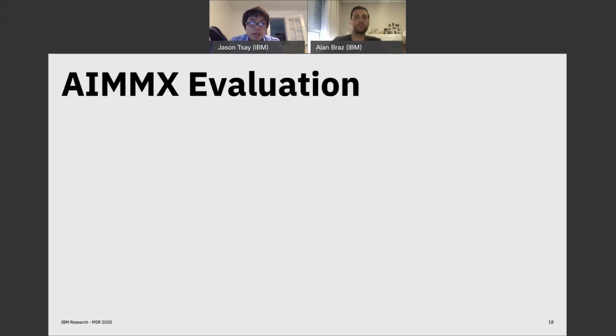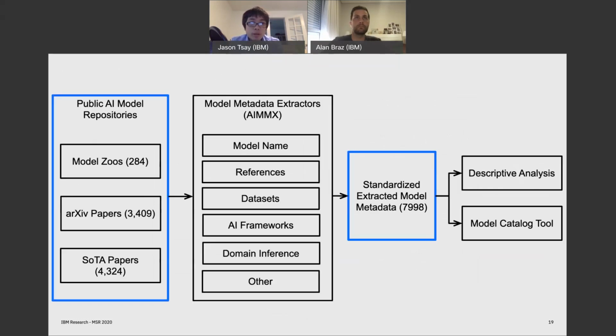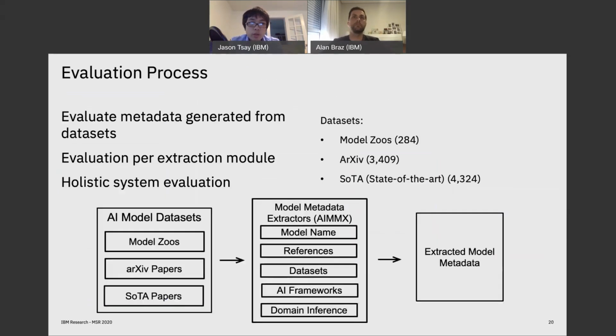Once we actually have this metadata, of course, the question is, can we trust this metadata? How accurate is it? The way we evaluated our system was that we took a bunch of public AI model repositories, places from model zoos and AI papers. We extract out the metadata, and then we examine the metadata to see how correct it is. More specifically, we generated the metadata from these datasets. We use model zoos, which are kind of example repositories. Then we also use a bunch of AI papers, from arXiv, as I mentioned, a very popular preprint service for AI papers, and also state-of-the-art papers from a website called Papers with Code.